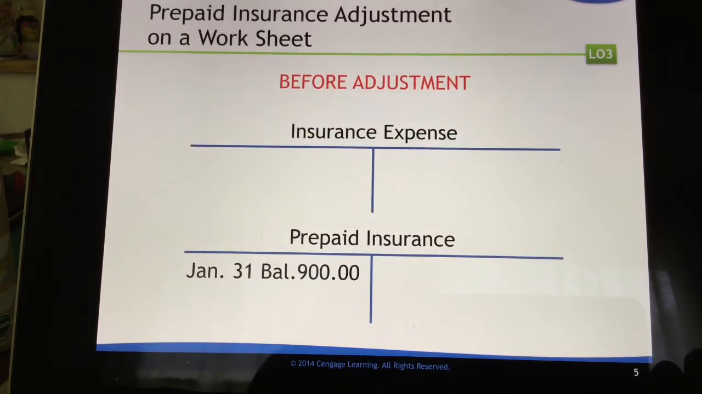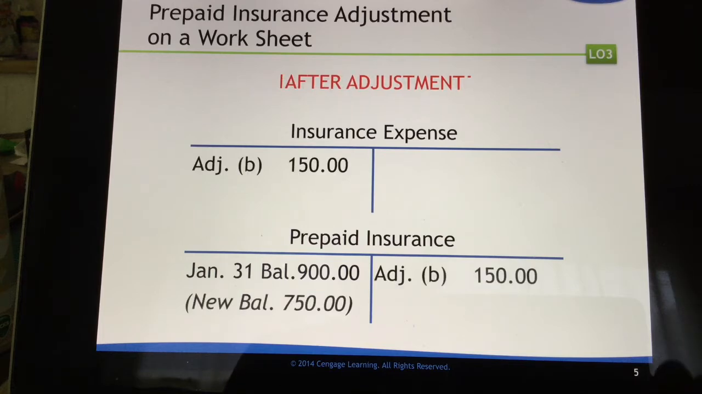The second most common adjustment made is prepaid insurance. On January 31st, we paid our balance for our annual insurance of $900. After an adjustment, we find that our new balance is $750. So we need to reduce our prepaid insurance by $150. So a credit to prepaid insurance of $150 and a debit to insurance expense for $150.